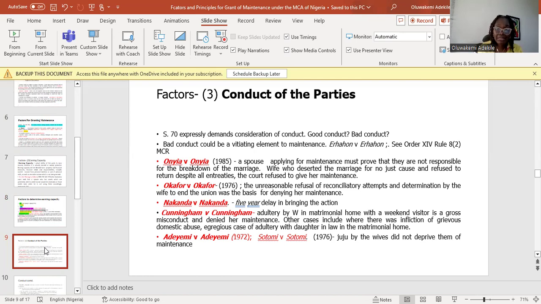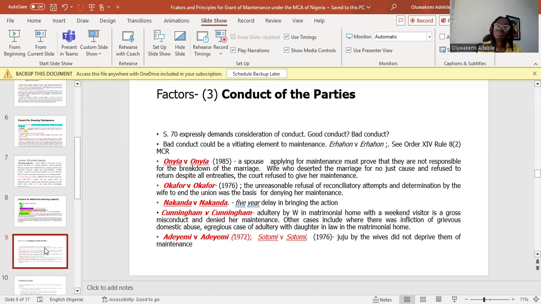But the MCA of Nigeria expressly says that the court should look at the conduct of the parties to the marriage. So it is expressly stated. And in some lines of cases, courts have tended to say that bad conduct will reduce the amount you're entitled to, or even determine whether you will get maintenance or not. In Huiya and Huiya, the court said that the spouse applying for maintenance must show that he or she is not responsible for the breakdown of the marriage.